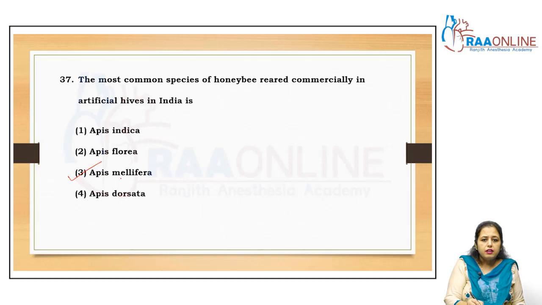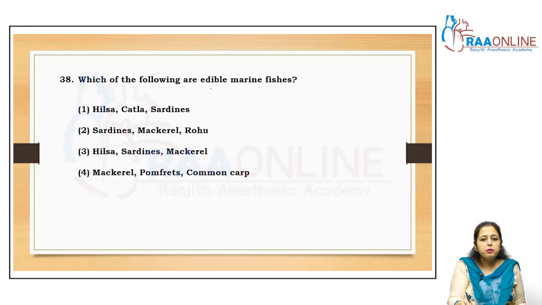Which one of the following are edible marine fishes? Hilsa, katla, sardines, no, katla is freshwater. Sardine, mackerel, rohu, no, rohu is freshwater. Hilsa, sardine, mackerel, pomfret, common carp is again freshwater. So the answer is 3, clear?